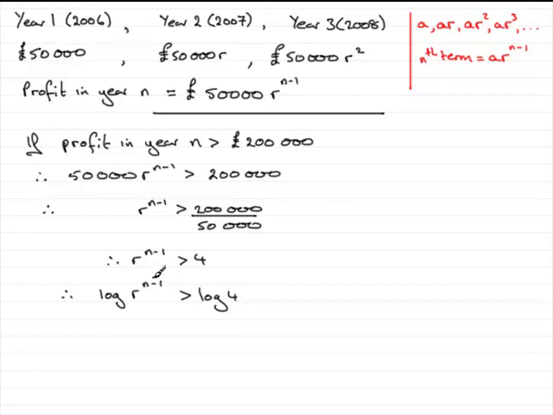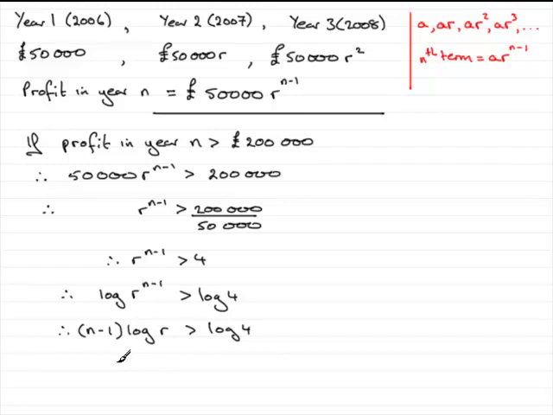Now we can use the power rule for logs. That is that when you've got a power up here, you can bring this out the front of the log. So we therefore have n minus 1 times the log of r is greater than log of 4. Now, it's very common to see students write n minus 1 like this and not put this in brackets. You've got 2 terms here which you need to treat as 1 term, so make sure you have that in brackets, okay? n minus 1 log r.